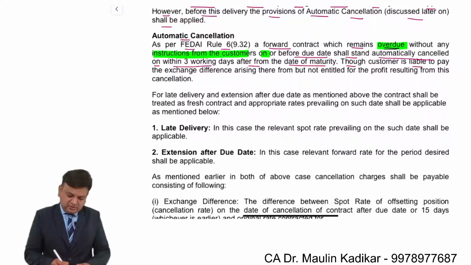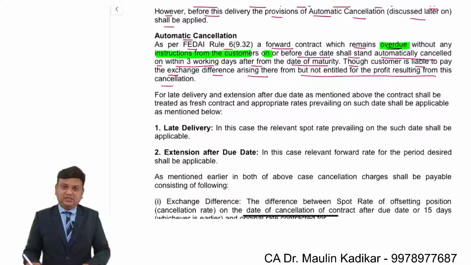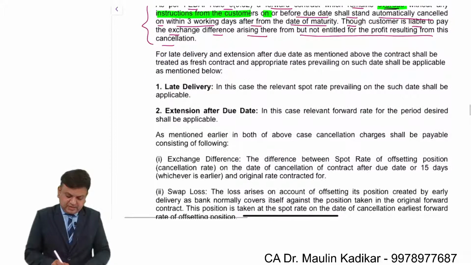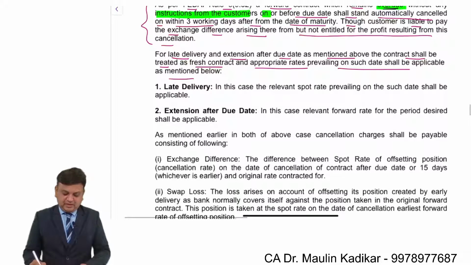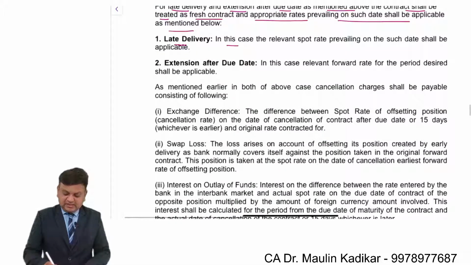Though the customer is liable to pay the exchange difference arising there, he is not entitled to the profit arising from the cancellation. Now what does this mean? I just explained that to you with the working. For late delivery, the extension after the due date is mentioned above. The contract shall be treated as a fresh contract and the appropriate rates prevailing on such date shall be applicable. Late delivery: in this case, the relevant spot rate prevailing on such date shall be applicable.